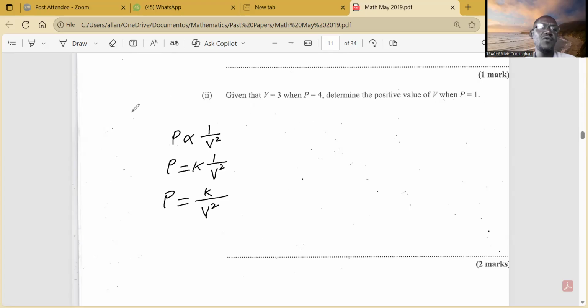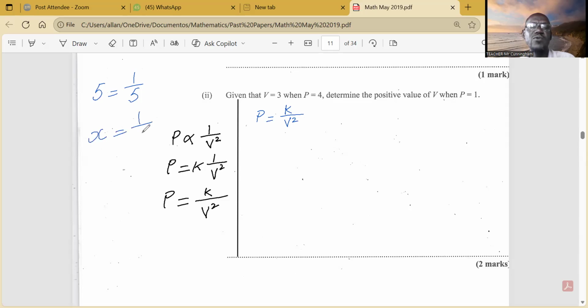So, of course, the formula we are going to use is P equal to K divided by V squared. Now, please remember that the inverse of 5 is 1 over 5. The inverse of x is 1 over x. So keep that in mind as you do the questions.